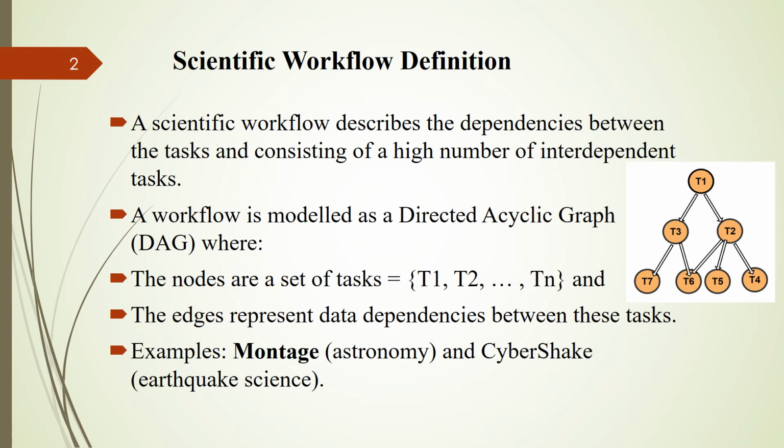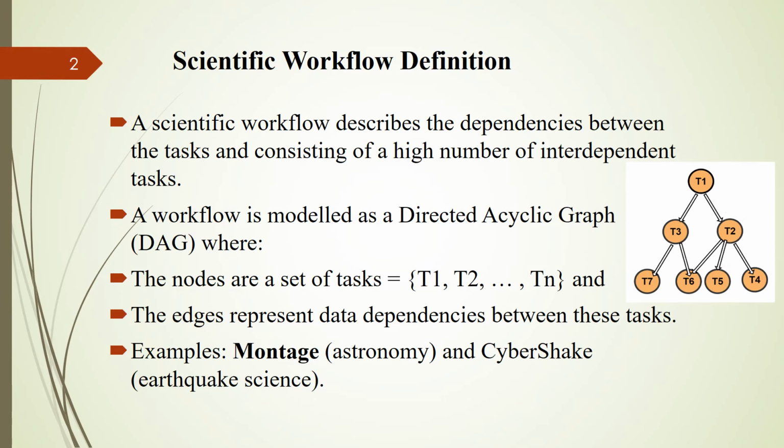A scientific workflow can be defined as a collection of atomic tasks which follow a specific order of processing to achieve a desired goal, where the tasks can range from serial tasks to very large parallel tasks. A workflow is modeled as a directed acyclic graph, DAG, where the nodes are a set of tasks T1, T2, ..., Tn, and the edges represent data dependencies between these tasks, as you can see in this workflow.